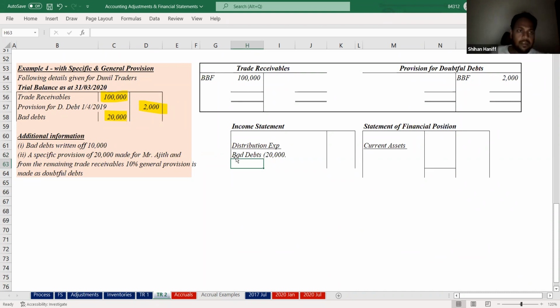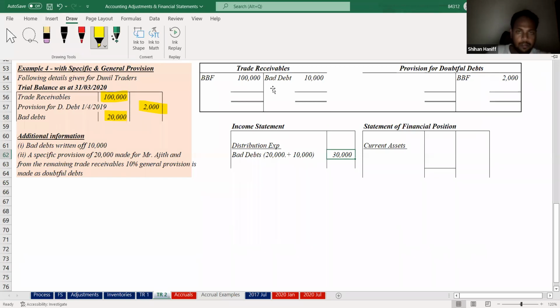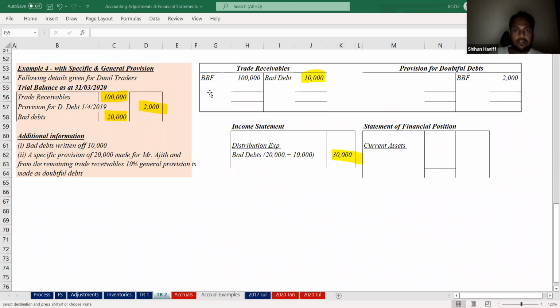Then first, additional information, bad debt. Additional bad debt, 10,000. So we increase the bad debt by 10,000. Total bad debts becomes 30,000. So that's the double entry for bad debt. Okay. So closing balance, trade receivables is 90,000. I think up to this point, it's the same thing.